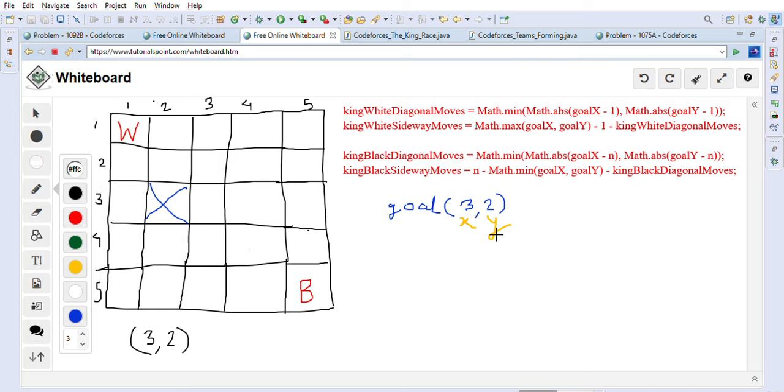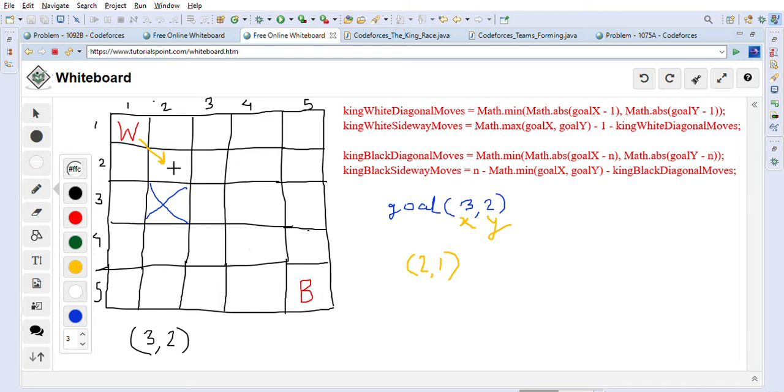So we do x minus 1, which is 2, and y minus 1, which is 1, and we take the minimum of these. The minimum is 1. So as you can see, this is the 1 position. Diagonally they will go 1 position. Why do they want to go diagonally? Because they can reduce the number of steps. If they go like this, it is 2 steps, and like this, it is also 2 steps, but if they go diagonally, it is just 1 step. So that's why first they want to go diagonally as much as possible.